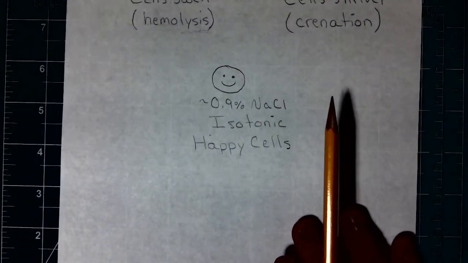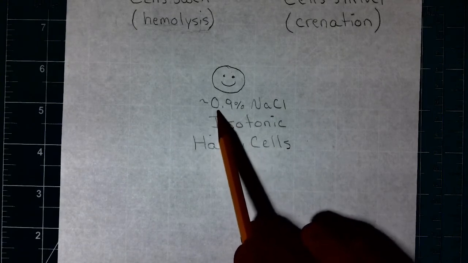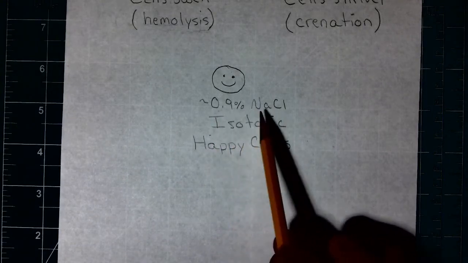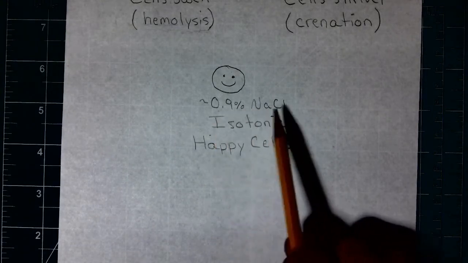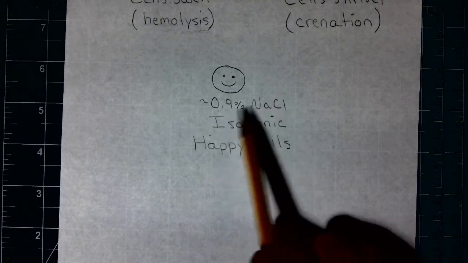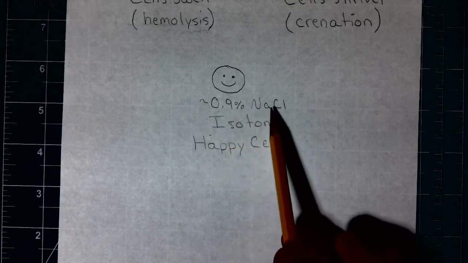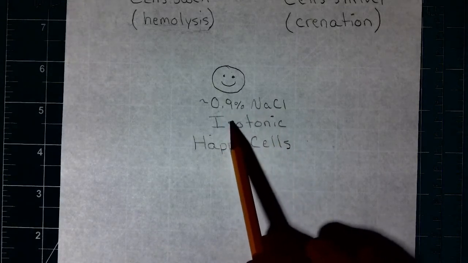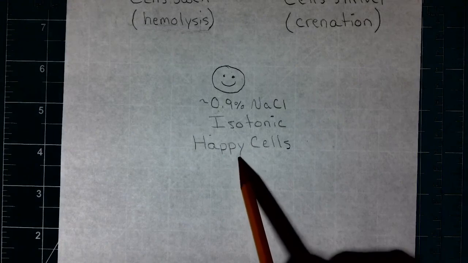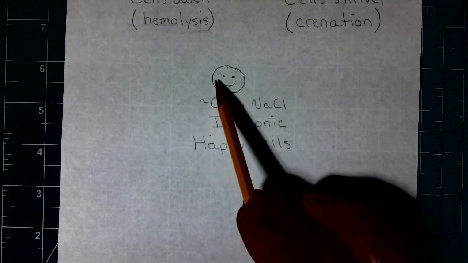But when you do have a solution that you add, like the saline solution that you drip into people's veins to keep their blood pressure up and replace their fluids, it's right around 0.9%. Well, then you're isotonic with the cell, and you could get a nice happy cell with a little smiley face on it.